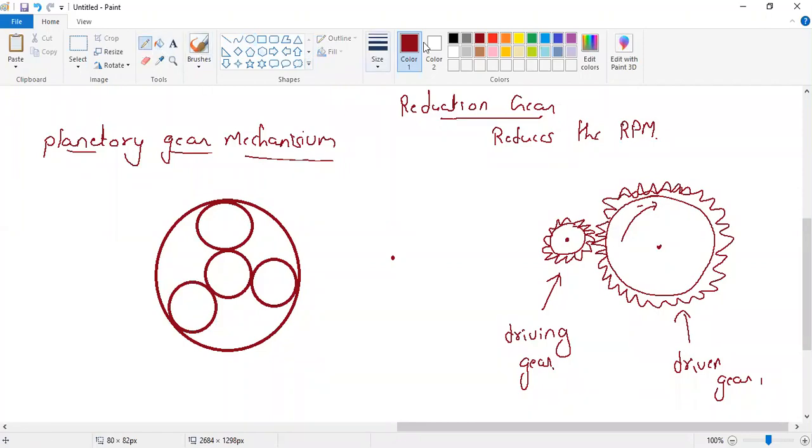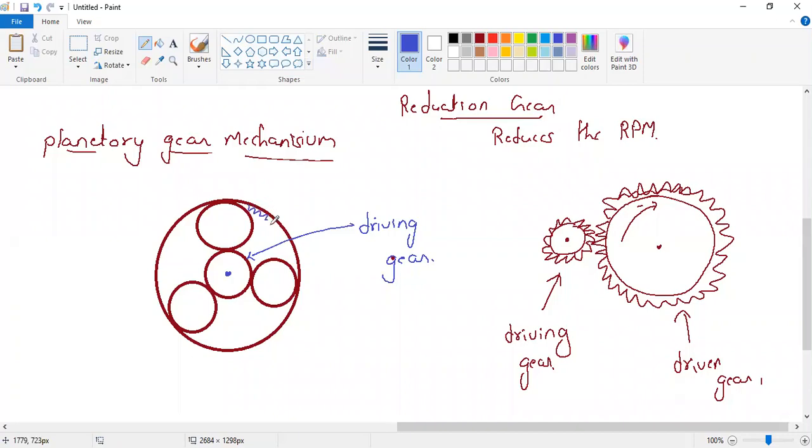This gear is called the planetary gear, in which this gear is the driving one. We can interchange, but for our propeller purpose, this one is the driving gear. And these are idle gears, they do not participate in anything.